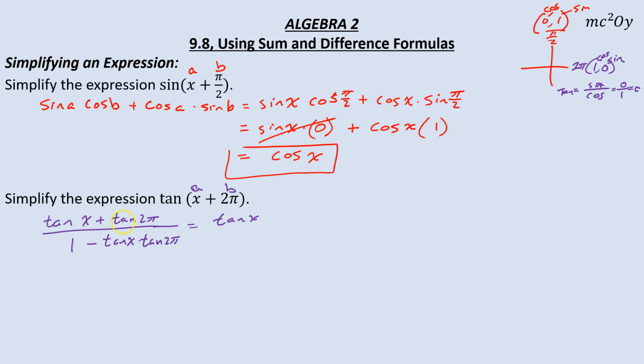Okay? So tan of 2 pi is 0, over 1 minus tan x times tan of 2 pi, which is 0. So on top we just get tan x. On bottom we get 1 minus tan x times 0, which is just 1 minus 0. So that just gives us tangent of x over 1, which is tan x.